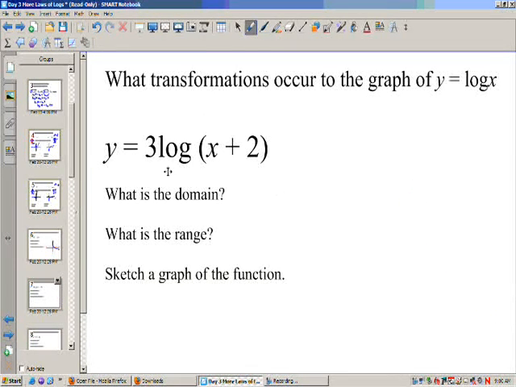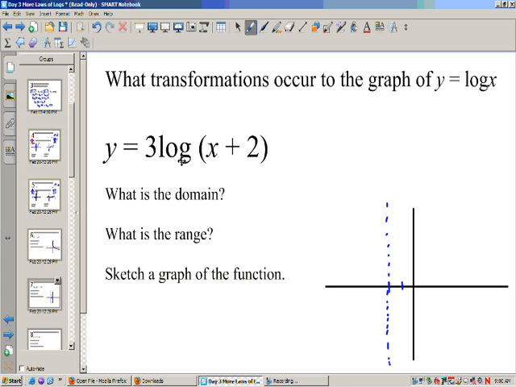Alright, let's do this: 3 log of x plus 2. Now take a second and see if you can sketch this on your own. Alright, hopefully you paused the video and sketched it. This x plus 2 is going to move it to the left 2. And now pretend like this is our new y-axis.